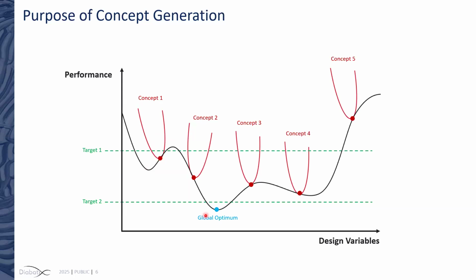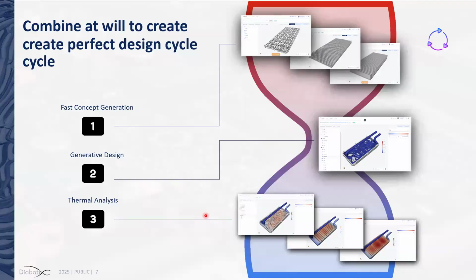I hope this gives you a good idea of what types of models we are developing, and how, by combining different modules with one another, the user can have a perfect design cycle. What I mean is that a first module could be a fast concept generation module, which the user can use at the very early stage of the design process to identify what concept would serve as a really good starting point for the next, detailed design.